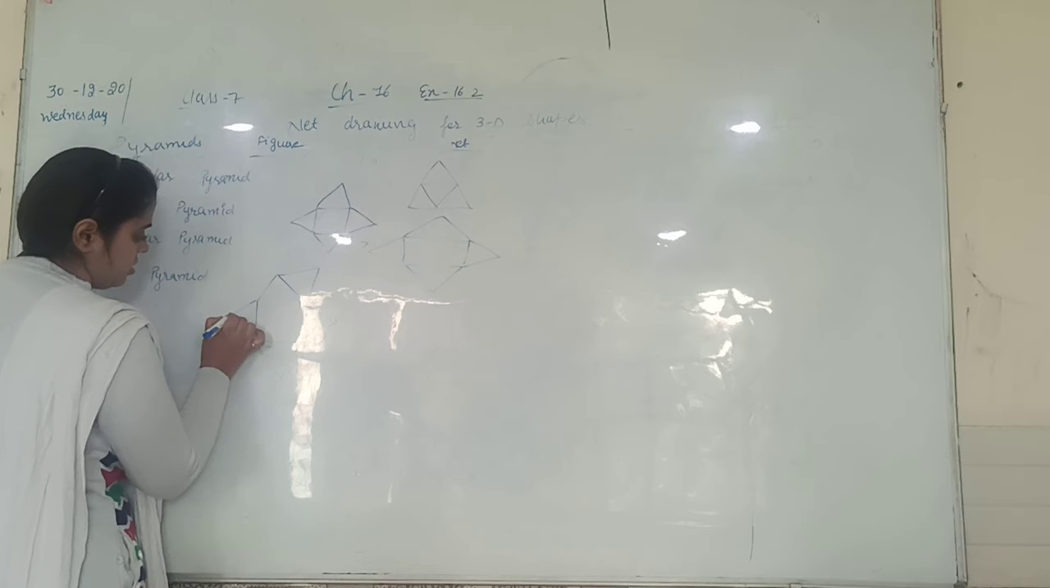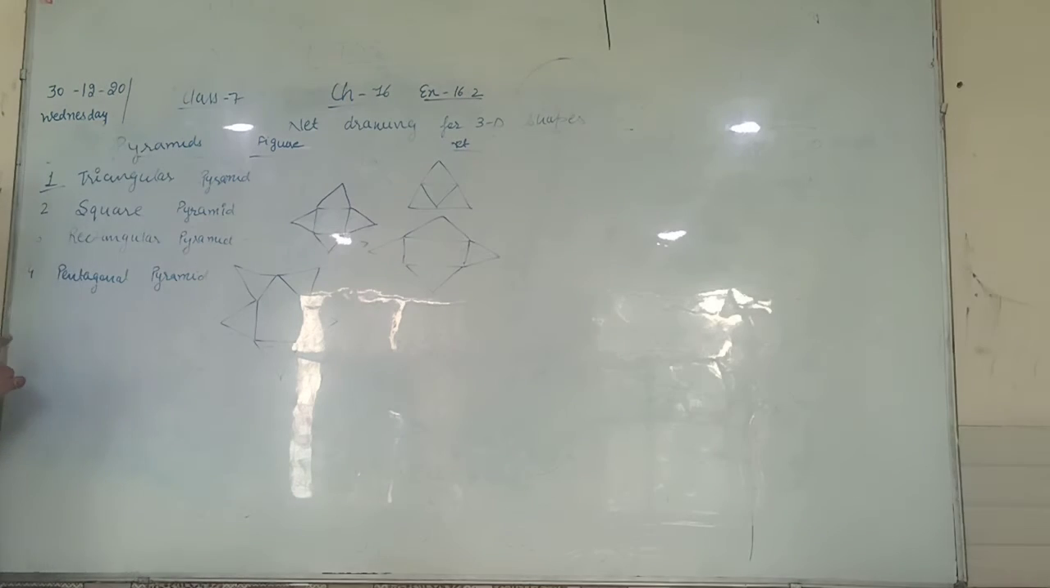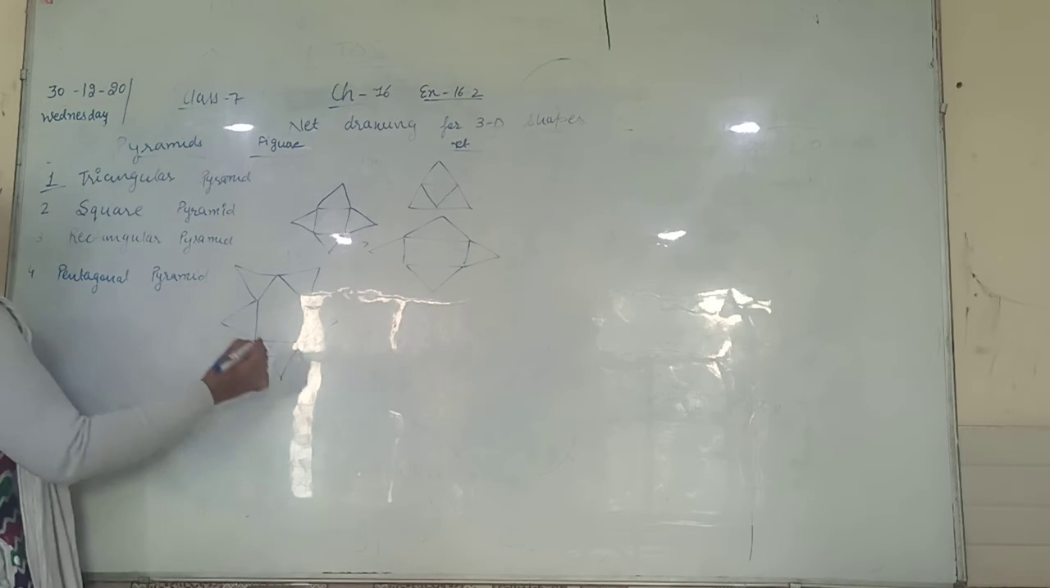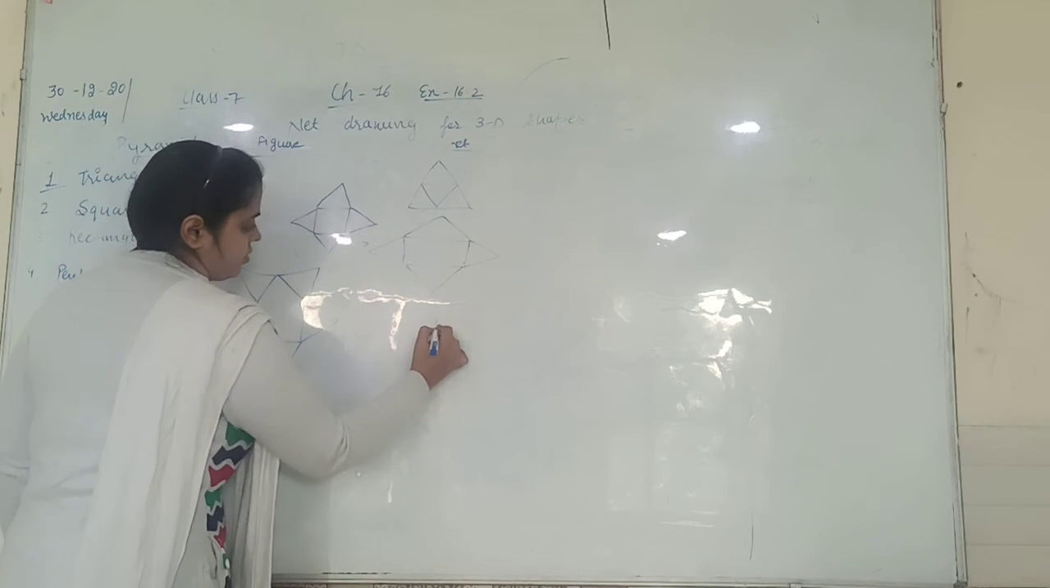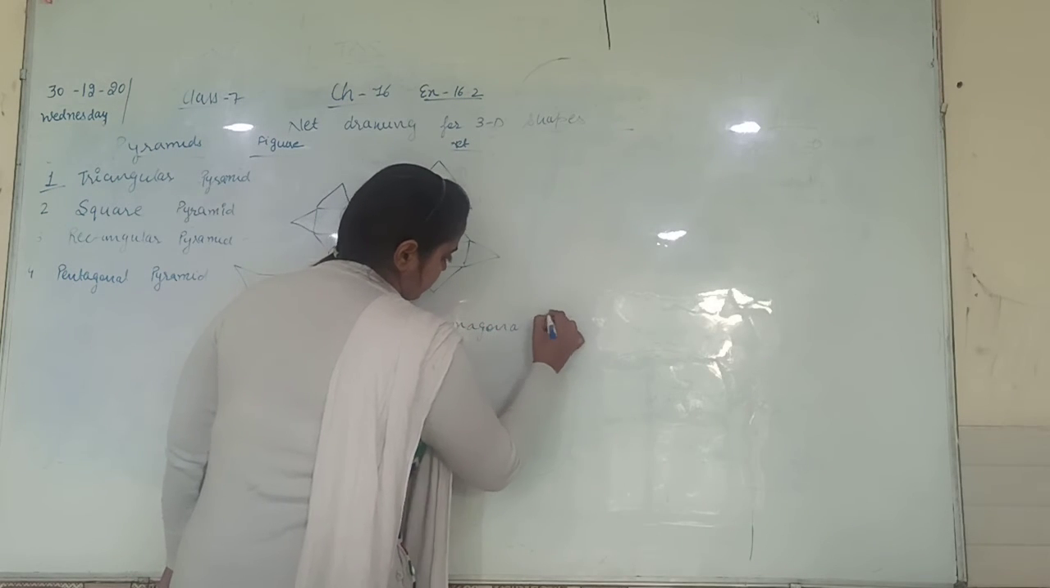This one and this one. That's why the name of this pyramid is pentagonal pyramid. Right? Next one, fourth is hexagonal pyramid. It is also like same. Fifth one is hexagonal pyramid.